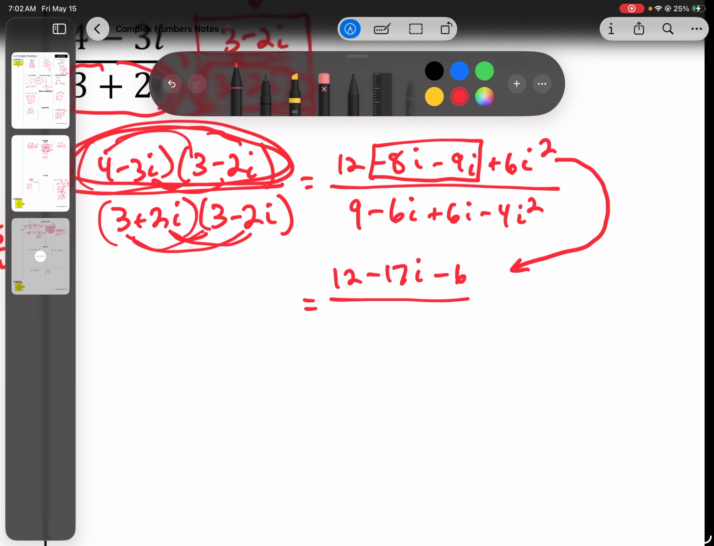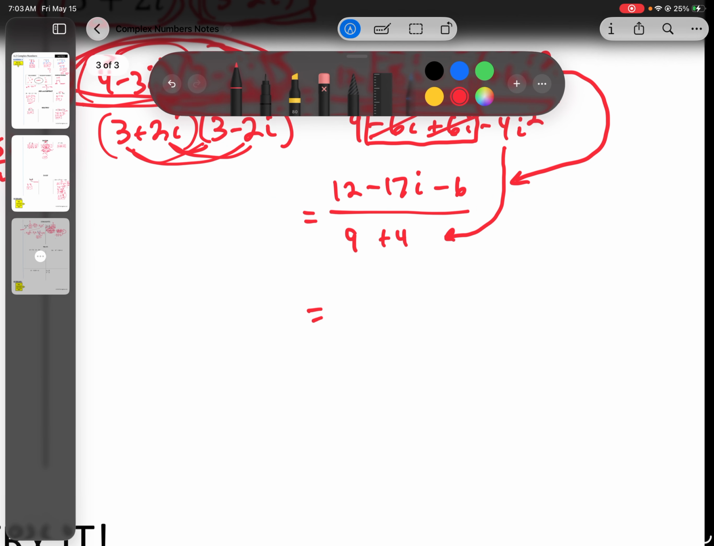On the bottom, I've got 9. Now when I add my imaginary parts together, oh, what happens? They equal 0. So 9 plus 0 is just 9. And that's because they were conjugate pairs. And then we have plus 4, because negative 4i squared is negative 4 times negative 1, which makes a plus 4. Now on the top and on the bottom, we could add our real parts together. 12 minus 6 is 6, minus 17i. 9 plus 4 is 13. There we go. And that's going to be it.